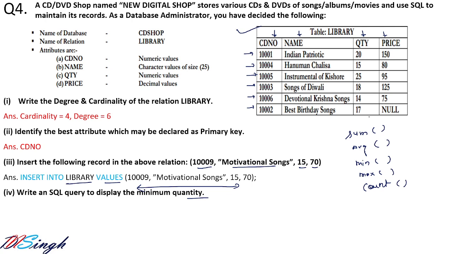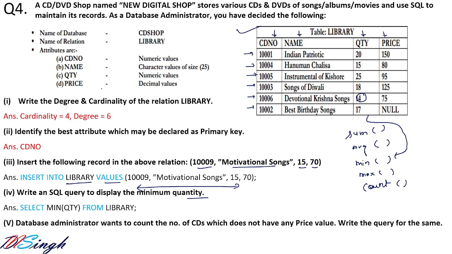Minimum quantity we want. So we will take this whole column and put it inside this min function, and the minimum value is going to come as output. So here 14 will be the output. Let us see the answer. Select min quantity from library. Okay, fine. Let us see the next question.